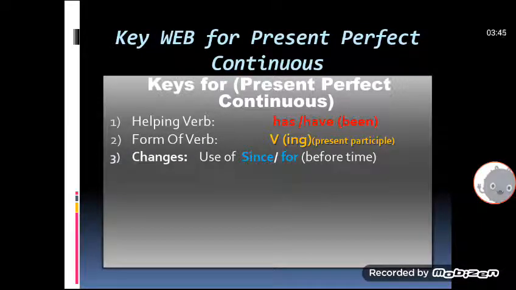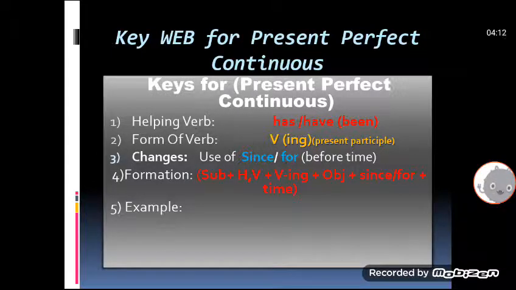Changes: use of since and for before time. You know that in this, time will always be at the end of the sentence, and before that you have to use since or for. And in our last video we discussed where we use since and where we use for. Next, formation: subject, helping verb, verb ing, object plus since or for plus time.